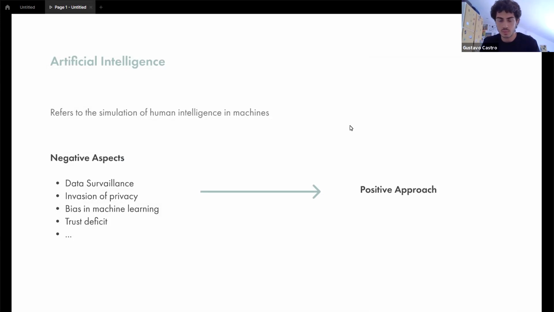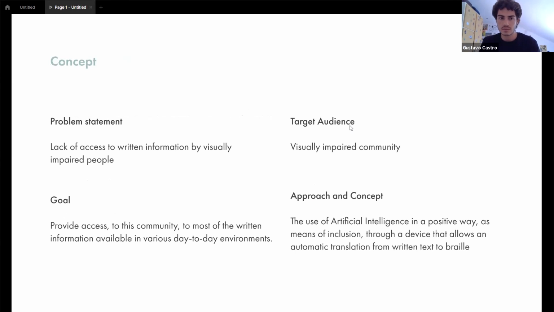So with this, we decided that we wanted to make something different. We wanted to develop a project with a more positive approach. So we started thinking of a project that would have a more inclusive approach and something more pragmatic that could be of real use to someone. Here we decided to create our concept. It focuses on the visually impaired community as our target audience and their lack of access to written information.